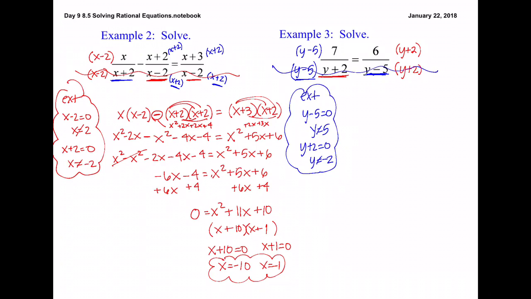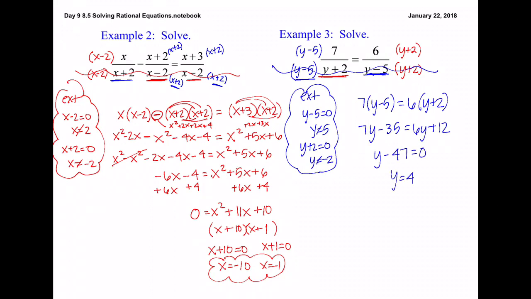Then I can cross my denominators out. I need to distribute my 7 to my y minus 5 and my 6 to my y plus 2. 7y minus 35 equals 6y plus 12. Combine my like terms, so I get y minus 47 equals 0. y is equal to 47.